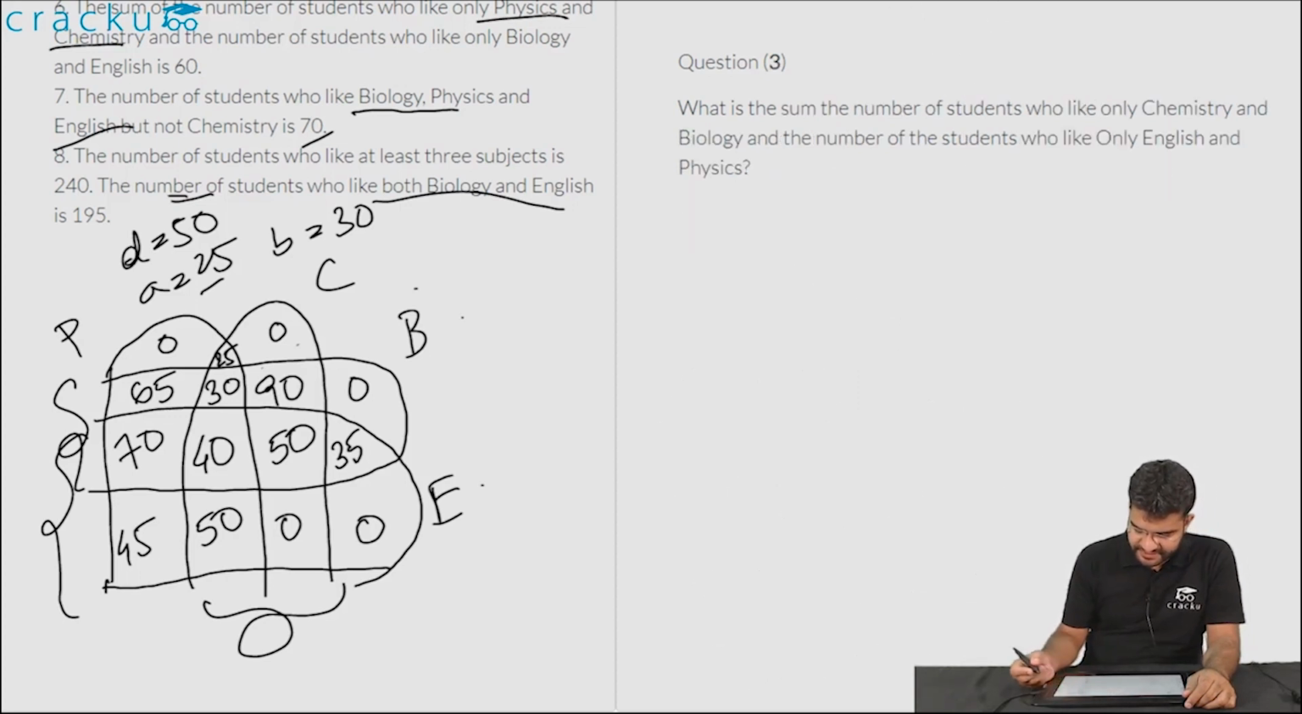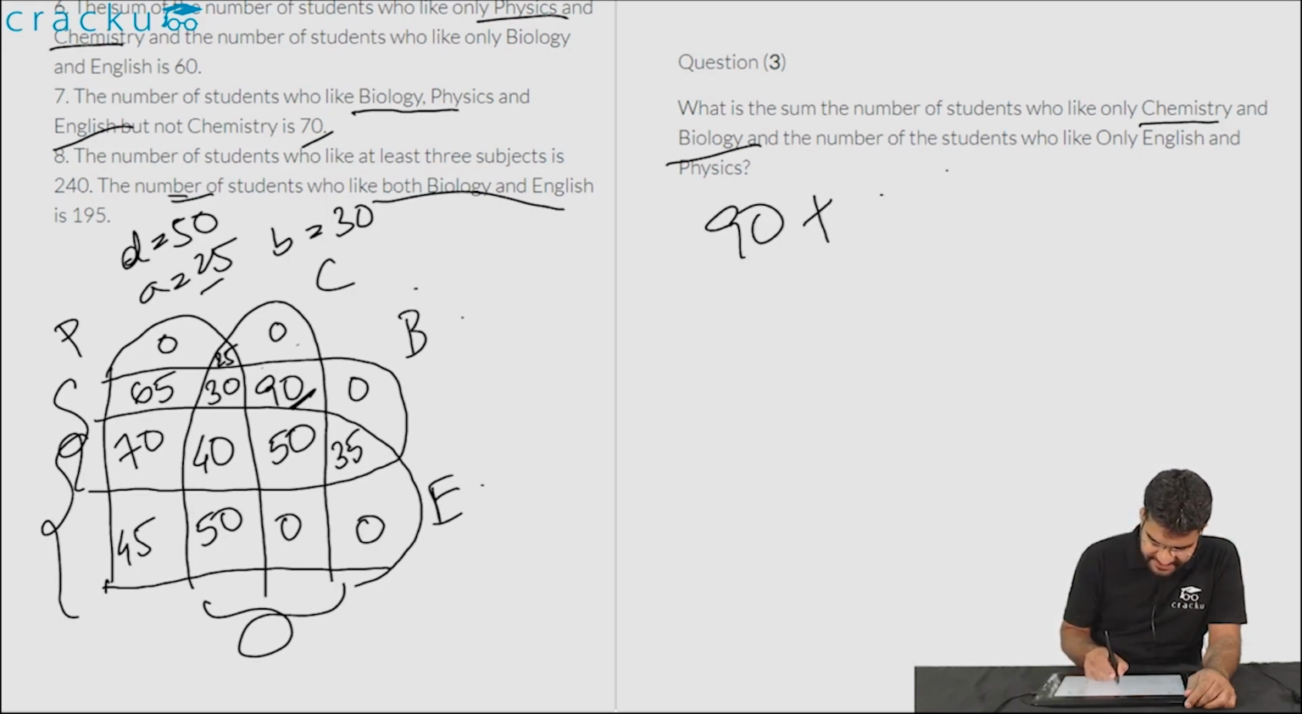Let us look at the next question. What is the sum of the number of students who like only chemistry and biology, and the number of students who like only English and physics? The number of students who like only chemistry and biology is 90. The number of students who like only English and physics is 45. So the required sum is 135.